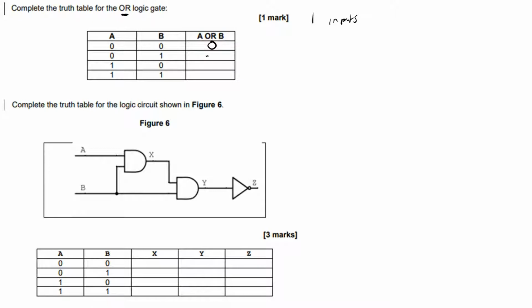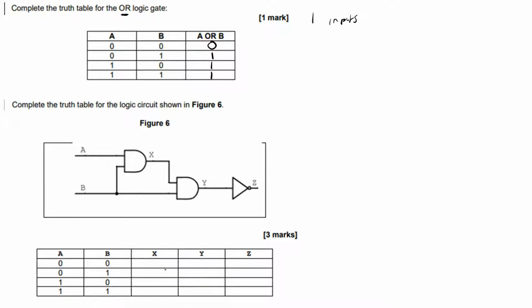One of these is on, so the output will be true. One of these is on, so the output will be true. Now both are on, but still one of them is on, so that's still classed as true. So that's your OR gate. We're then given a truth table for the logic circuit.